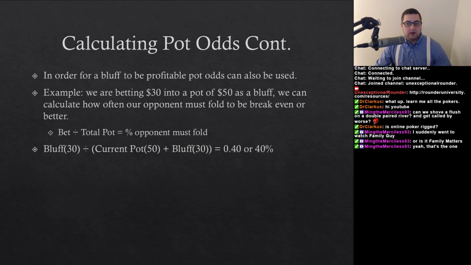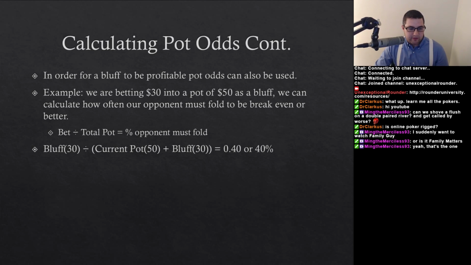Okay. Now let's talk about using pot odds to determine how often our opponent must fold for our bluff to make money based on different bet sizes. Here we're going to talk about us bluffing $30 into a pot of $50. It means we can calculate how often our opponent must fold for that to be a break-even or better play. So that's the bet amount divided by the total pot is the percent our opponent must fold to be break-even or better.